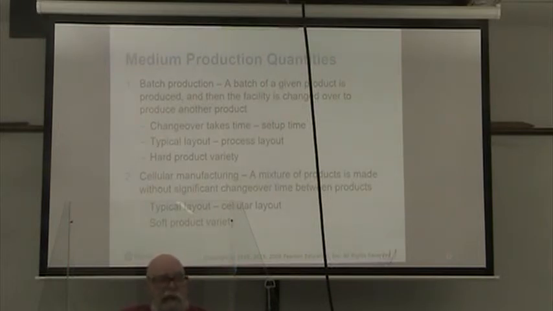If we have a process layout, there is a better argument for doing some kind of batch production. Although, again, I would recommend small batches under that situation. So that's more in the hard product variety. Cellular manufacturing, we make a mixture of products, and we don't have much changeover time because we're ordinarily doing a soft product variety, right?